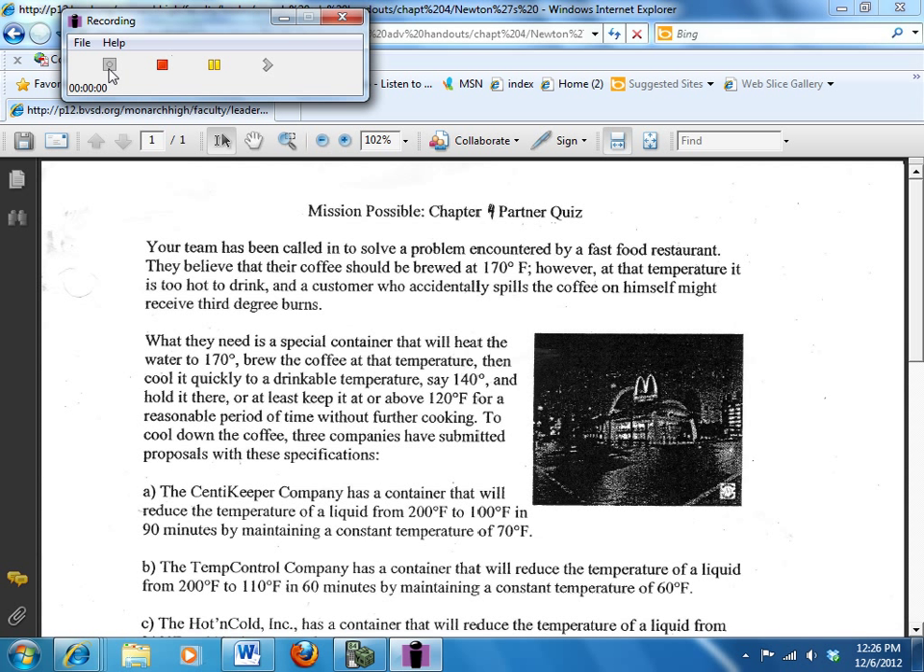They believe that their coffee should be brewed at 170 degrees. However, at that temperature, it is too hot to drink, and a customer who accidentally spills the coffee on himself might receive third-degree burns. That's bad.